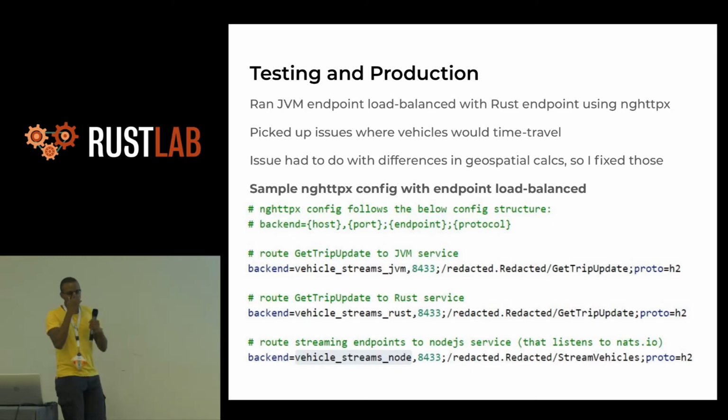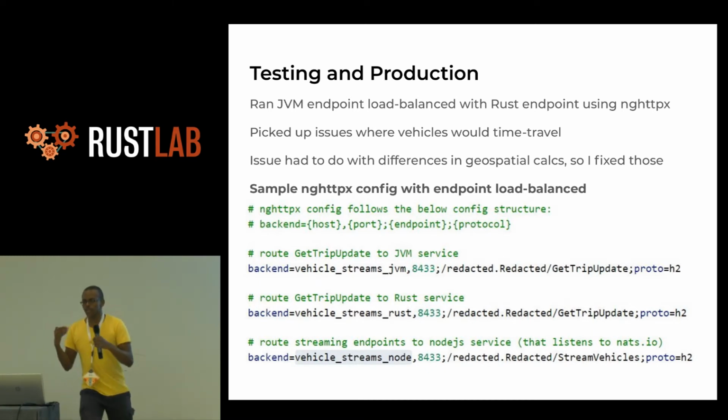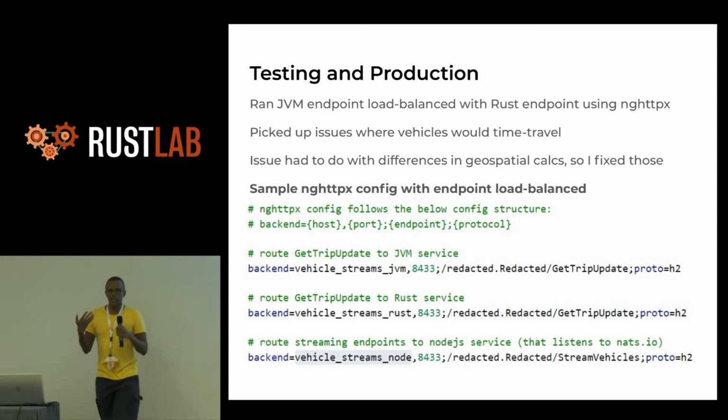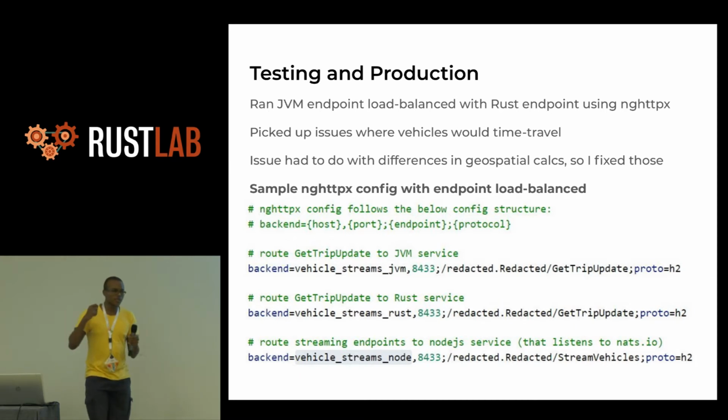We picked up issues, and the issue was that the vehicles would time travel. Typically the vehicle will keep moving forward. Every 7 seconds you'll get an update of where the vehicle is, but once in a while it would jump back and then start moving again. And that was when load balancing between the JVM and the Rust application.